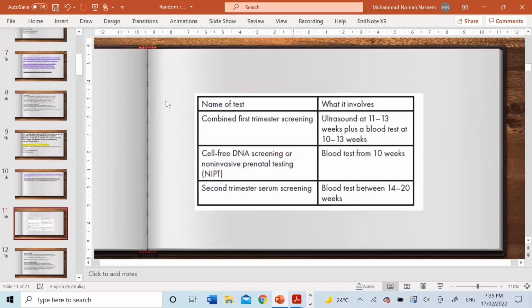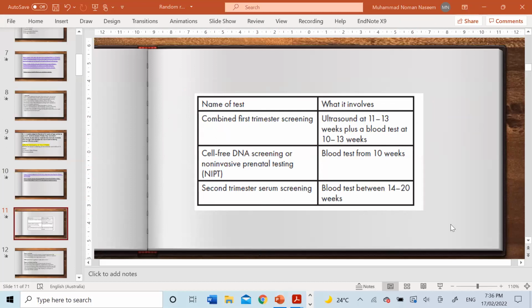Okay, I have found this chart. So same thing, combined first trimester screening consists of an ultrasound plus a blood test. This is the non-invasive prenatal testing, which is the cell-free DNA screening. It is done from 10 weeks. Second trimester serum screening is done between 14 to 20 weeks, consists of serum markers in the maternal blood and also consists of a morphology scan.